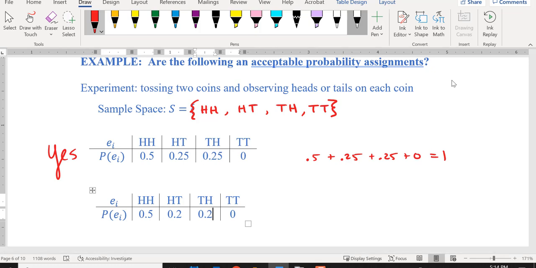They're all numbers between 0 and 1, inclusive, so that's good. But if you add those numbers up, 0.5 plus 0.2 plus 0.2 plus 0, you get 0.9. That is not equal to 1. The probabilities all have to add up to 1. So this is not an acceptable probability assignment.